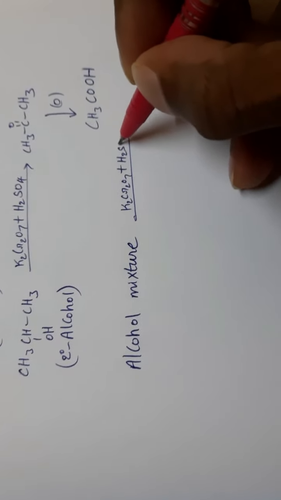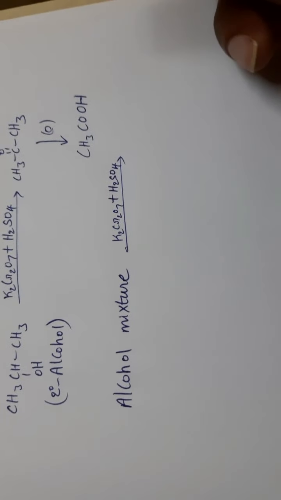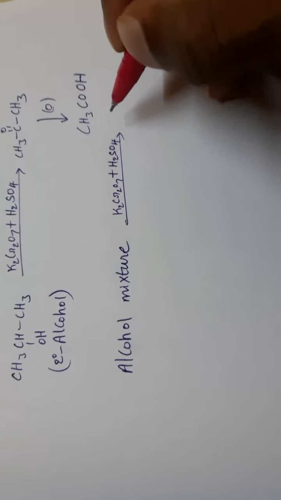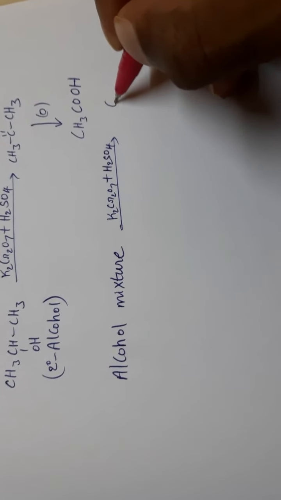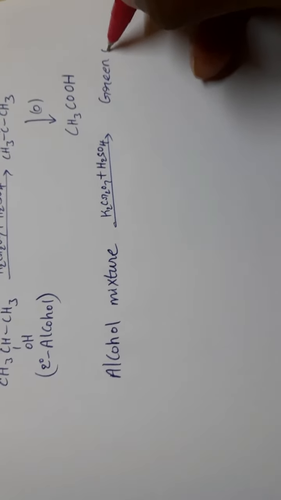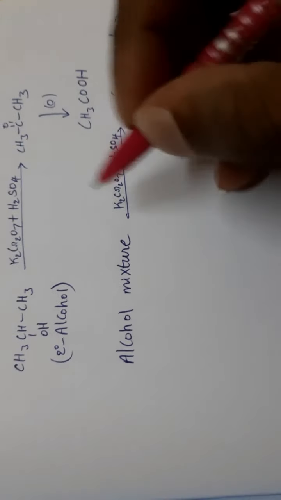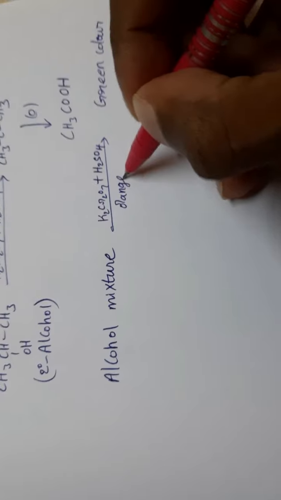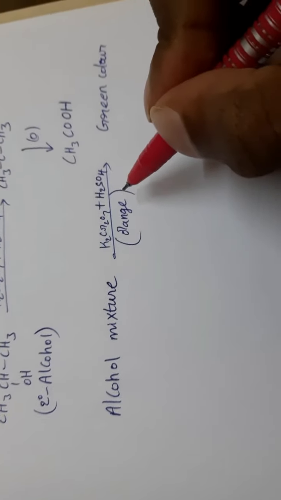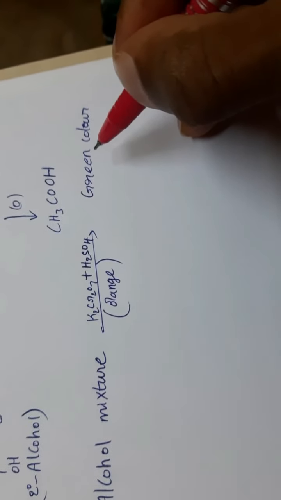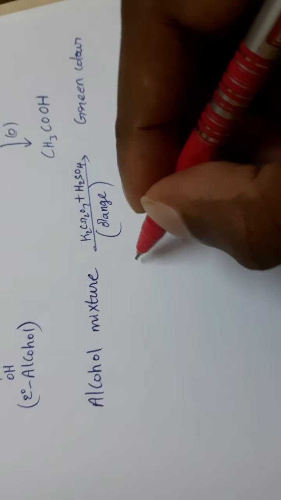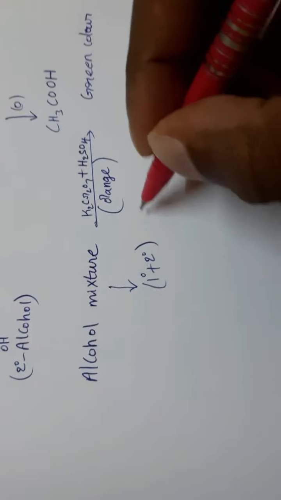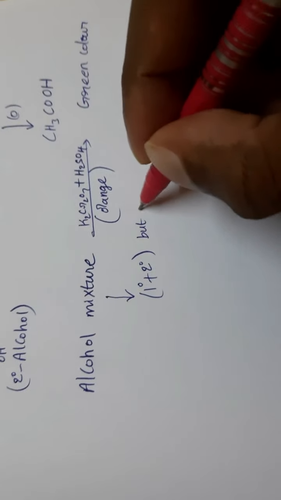K2Cr2O7 plus H2SO4, sulfuric acid. Then the color of the reagent is changed to green color. Initially, this reagent color is orange color. After reaction, the color is changed to green color. Then we can say the mixture contains primary plus secondary alcohols, but not tertiary.